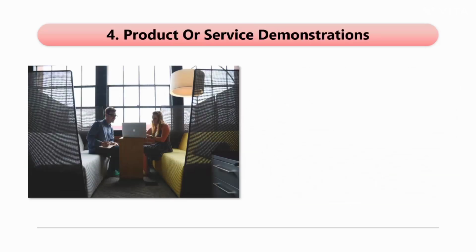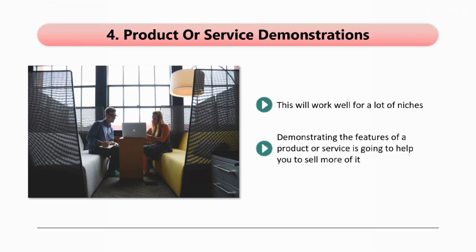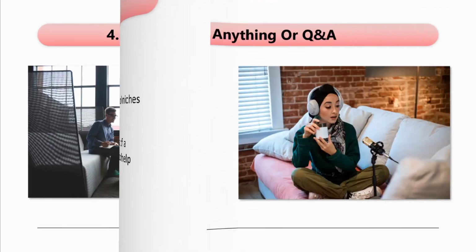4, product or service demonstrations. This will work well for a lot of niches. Let's say that you sell a software product. You can use Facebook Live to demonstrate the different features of your product. Maybe you have added new features and want to get the word out about these fast. Facebook Live is the ideal way to do this. Demonstrating the features of a product or service is going to help you to sell more of it. People do not always pay attention to product features, and when you enlighten them with a Facebook Live event, you have a higher chance of converting them.